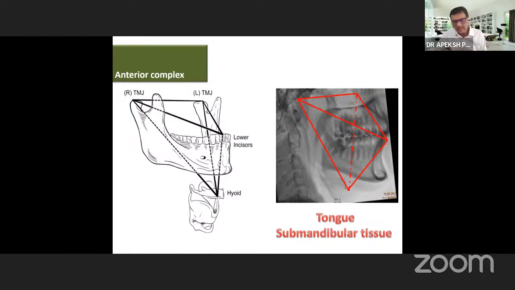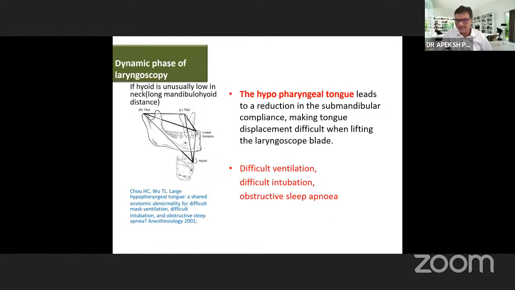We'll discuss a different scenario. Suppose the mandible and this anterior complex are normal, but there is an enlargement of the tongue in case of obesity. Because of excessive soft tissue enlargement of the tongue, see this enlarged tongue, it is not possible for the anterior complex to accommodate it. Again, this tongue shifts down into the hypopharynx, and that's the culprit. That's the reason for difficult mask ventilation and difficult intubation, as well as development of obstructive sleep apnea.